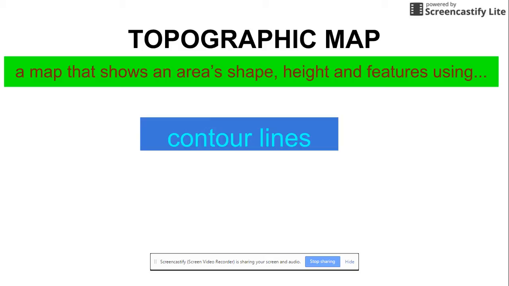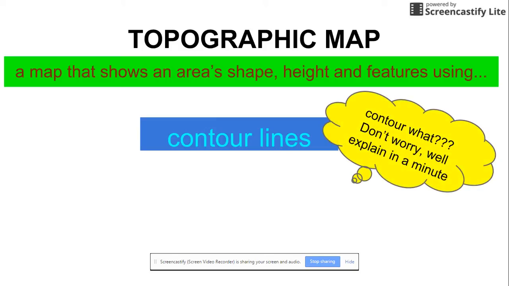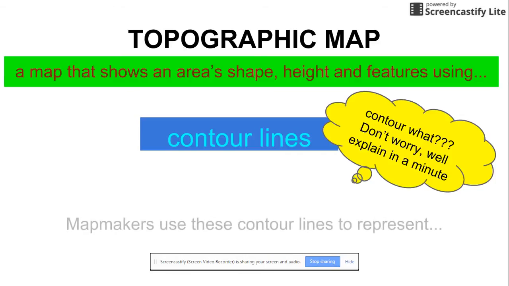Now, just as a reminder, as always, if any point of this video goes too fast to fill in your notes, just pause it. You can always rewind. And it's a welcome idea to watch the video more than once. So, a map that shows an area's shape, height, and features using contour lines. Now, you may be thinking, I've never heard of a contour line. I don't know what that is, right? Don't worry, we're going to be explaining that in a minute.